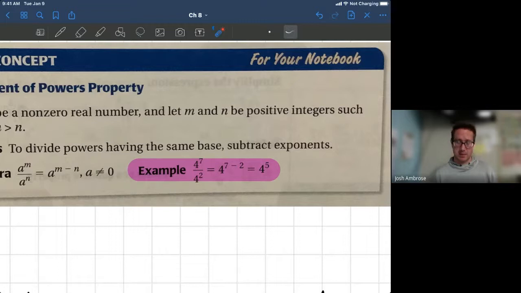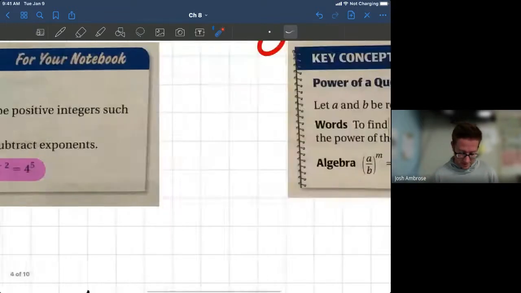So again, let's take a look. Same base, division, different exponents, subtract those exponents. 7 minus 2 giving us 5. Final answer here just being 4 to the 5th power. Okay, straightforward enough.